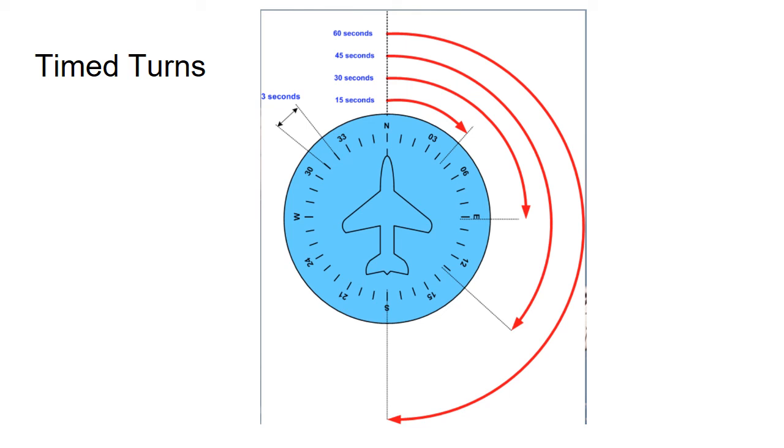In addition to memorizing these times for heading changes in this picture, it helps to remember that each big number on the standard instrument is 30 degrees, which is a 10-second turn. Consider making half standard rate turns for small heading changes, which is 1.5 degrees per second.